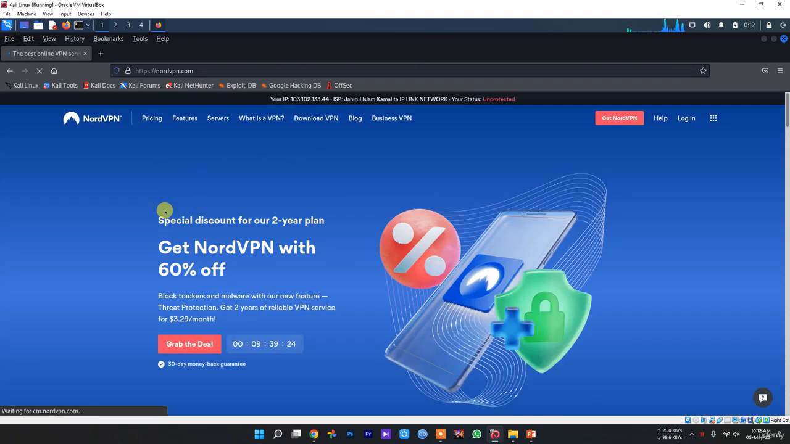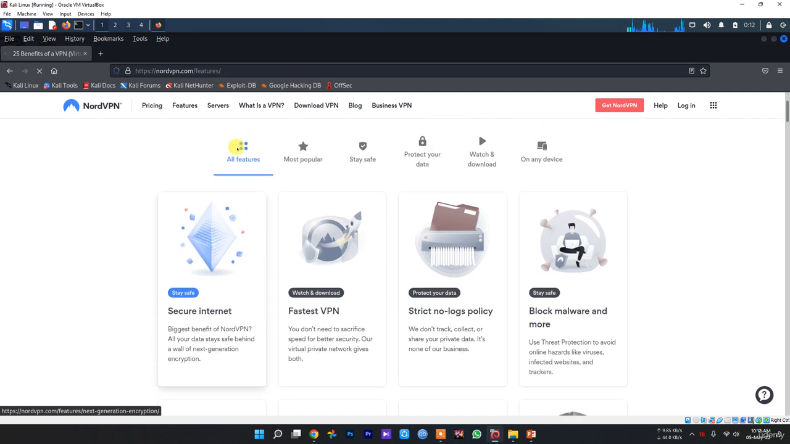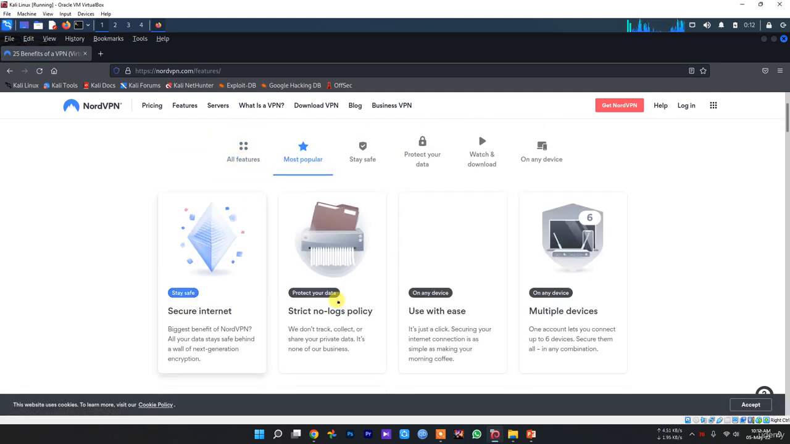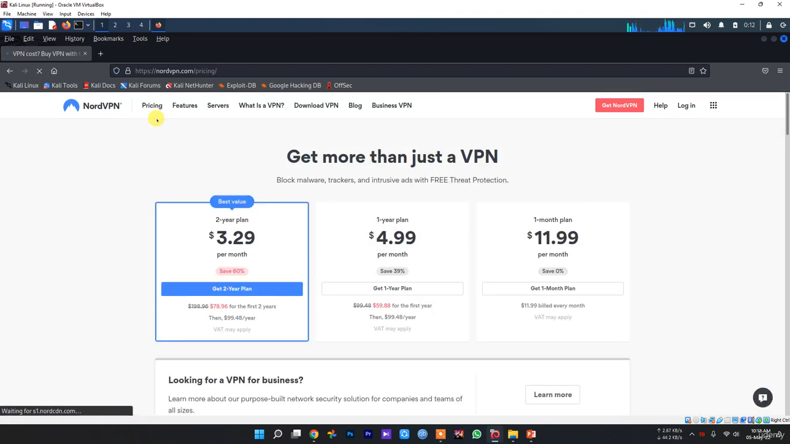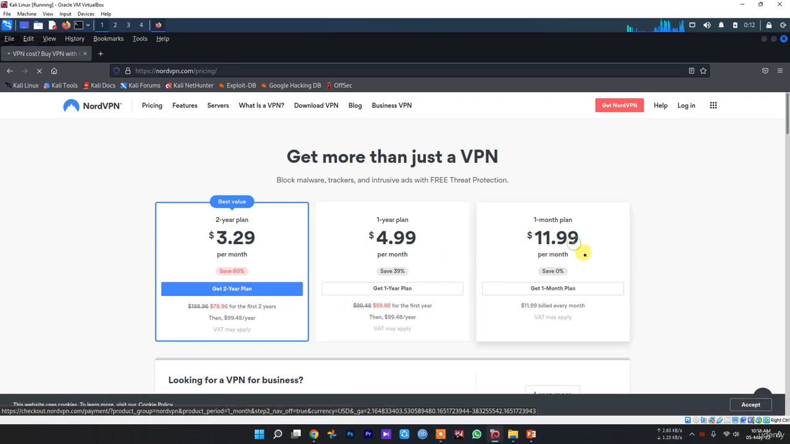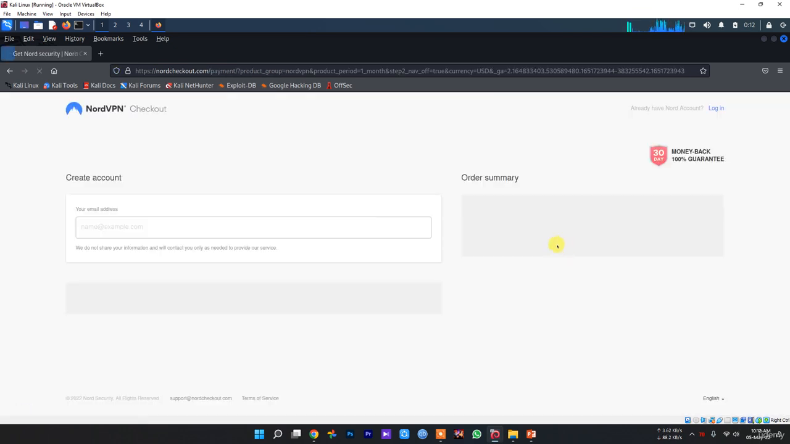So NordVPN's best feature is, I would say, anonymous VPN, including a kill switch, leak protection, and also stealth server, as well as a 30 days money back guarantee like ExpressVPN. As you can see, it has lots of features. So let's go see the pricing. So per month, as you can see, is lower than ExpressVPN.